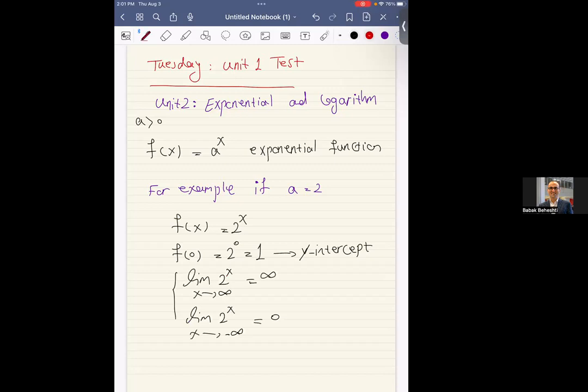The reason is 2 to the power negative 100, for example, is equal to 1 over 2 to the power 100. 1 over 2 to the power 100 is close to 0. So it's not equal to 0, but it's a very small number close to 0. So that means the limit of 2 to the x as x goes to negative infinity is 0.